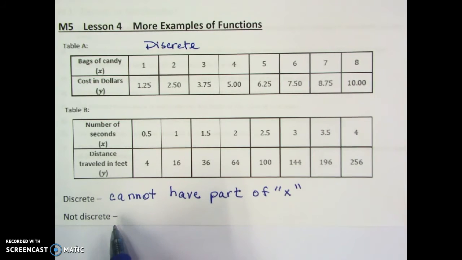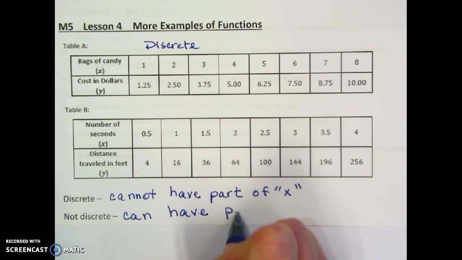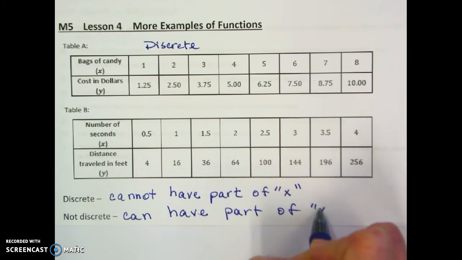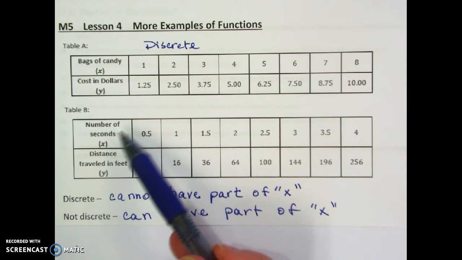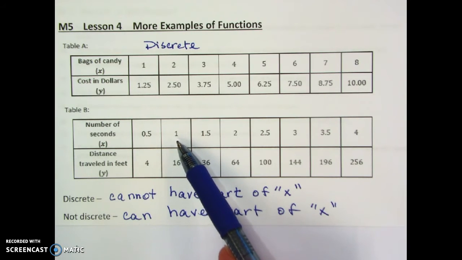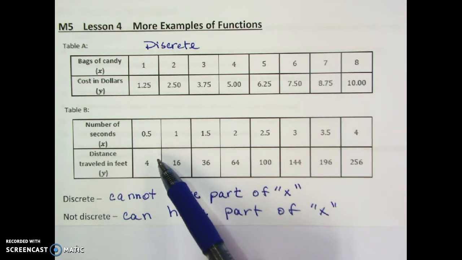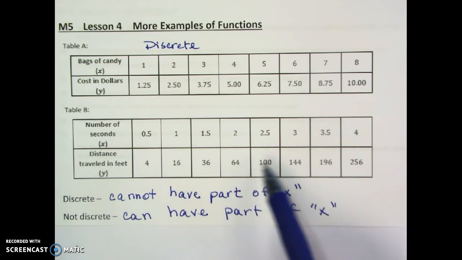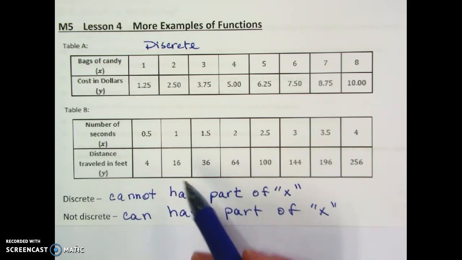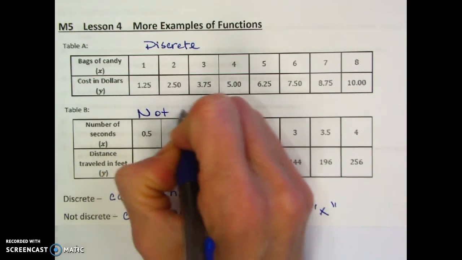Now, a non-discrete function, I believe it's also called continuous, can have part of x. So you can have pieces. So in this second example, table B, number of seconds, well, you can have half a second, you can have half a minute, you can have half an hour, you can have part of a unit of time. I mean, you don't have to run for a whole minute, you can run for half a minute. So you don't have to run for a whole second, you can run for half a second. So this second function is not discrete.